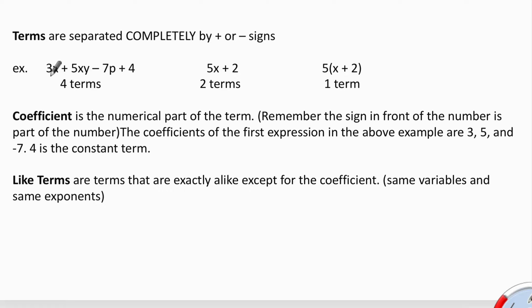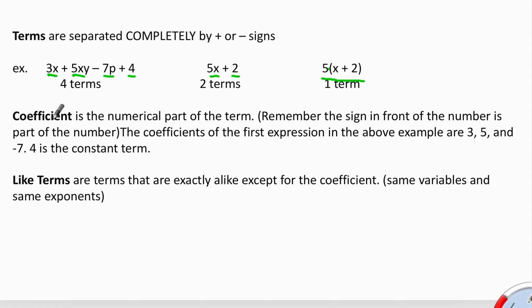Okay, so for example, this expression has 1, 2, 3, 4 terms. They're separated completely by those plus and minus signs. This one has 2 terms. But this one has 1 term because even though there's a plus sign in here, this 5 isn't separated completely from the 2 by a plus or a minus sign. It's hooked with multiplication. So be careful about that. Terms are separated completely by plus or minus signs.